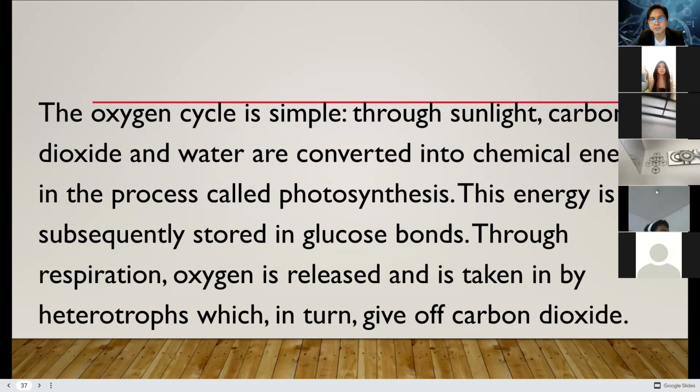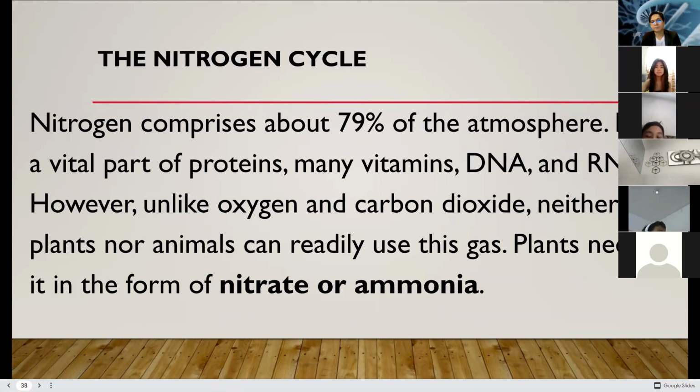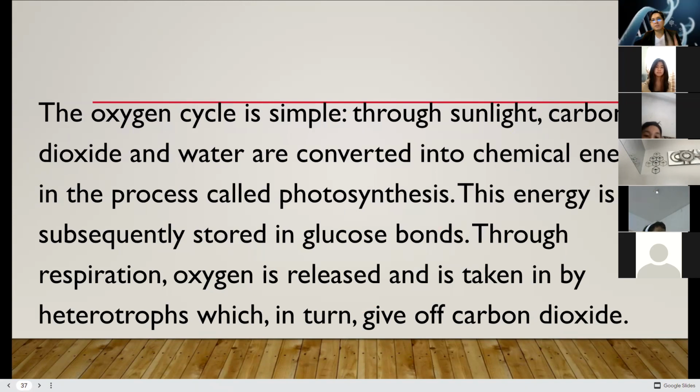If you're going to check on the chemical formula of glucose, it is C6 or carbon 6, H12 or hydrogen 12, O6 or oxygen 6. So it has oxygen in it. Through respiration, oxygen is taken in by heterotrophs or consumers, which in turn give off carbon dioxide. Because they release carbon dioxide, that carbon dioxide will be absorbed again by the plants in the process of photosynthesis. And the cycle repeats again and again.